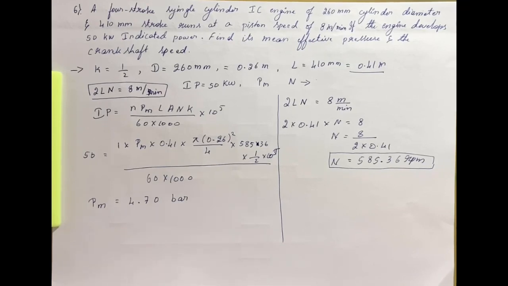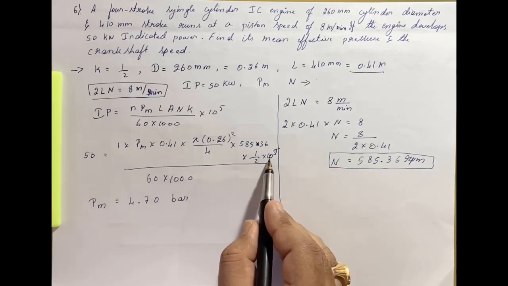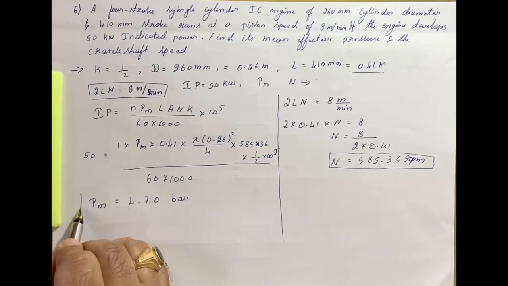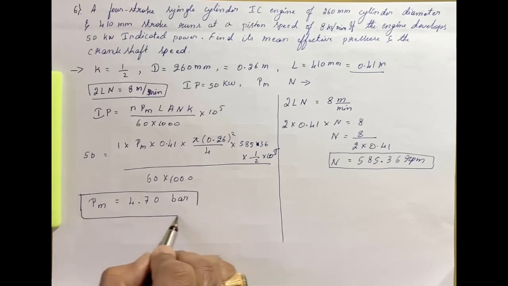4.70 bar here. Why am I writing in terms of bar? Because this is multiplied by 10 raised to 5, so the result will come in terms of bar itself. We'll solve one more numerical on this.